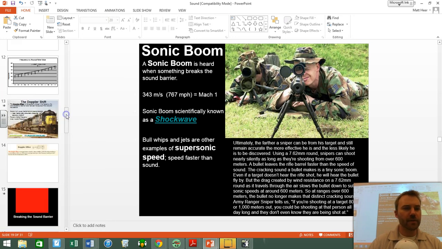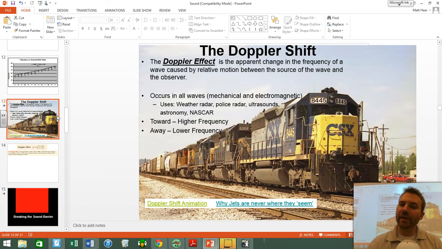So the Doppler shift is the apparent change in frequency of a wave caused by relative motion. And you saw Sheldon doing that. Things move towards you, higher frequency. Things move away from you, lower frequency.